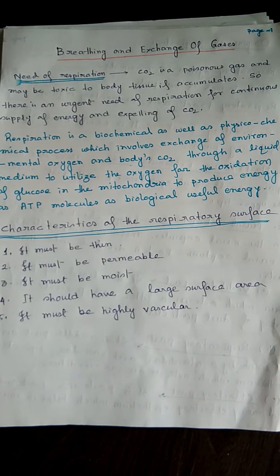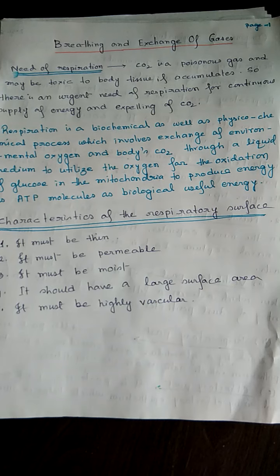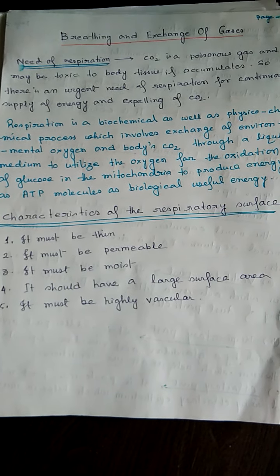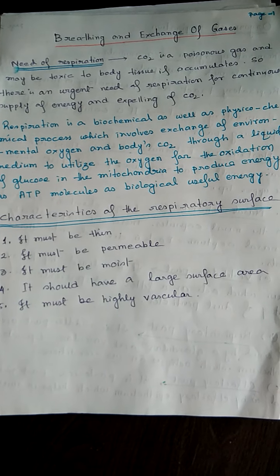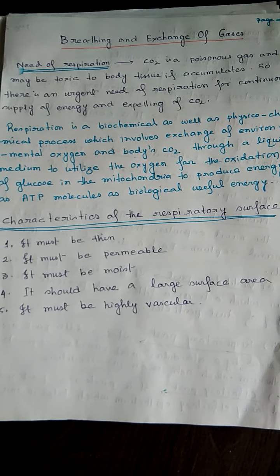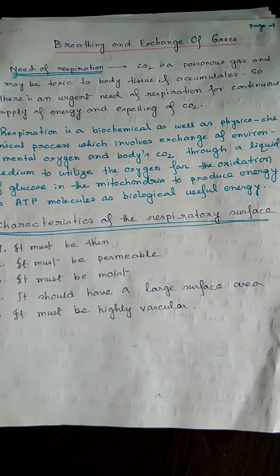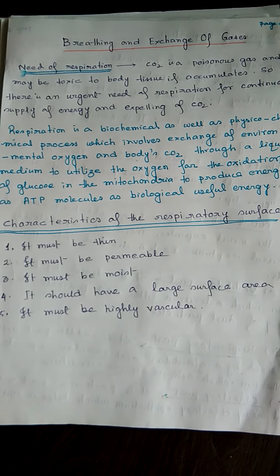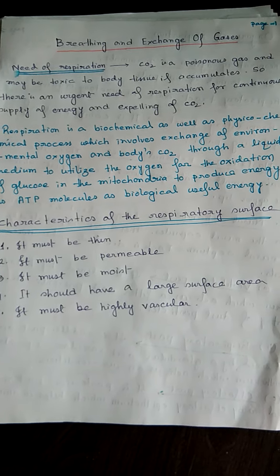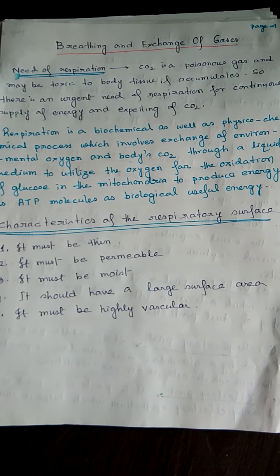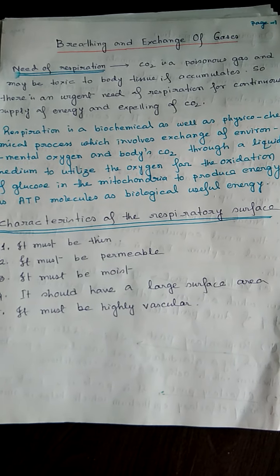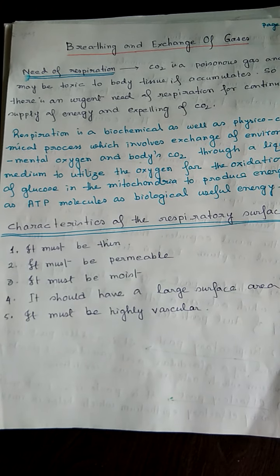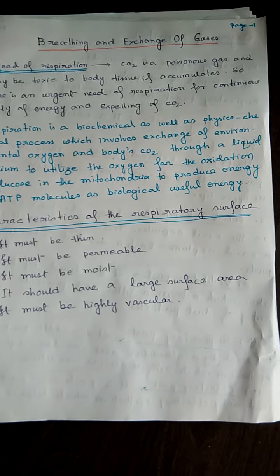So respiration in plants is already completed. Now this one is respiration in animals, especially human beings. And why do we need to respire? Carbon dioxide, which is produced in our body due to metabolic activities, is toxic to the body tissue, and if it accumulates inside our body, it will damage the other organs. So there is an urgent need of respiration for continuous supply of energy and expelling of carbon dioxide.